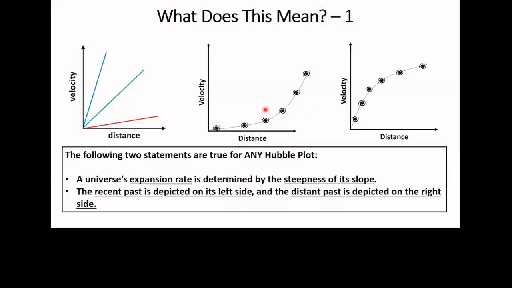What does this mean? The following two statements are true for any Hubble plot. A universe's expansion rate is determined by the steepness of its slope. The recent past is always depicted on the left side of a Hubble plot, and the distant past is always depicted on the right side.